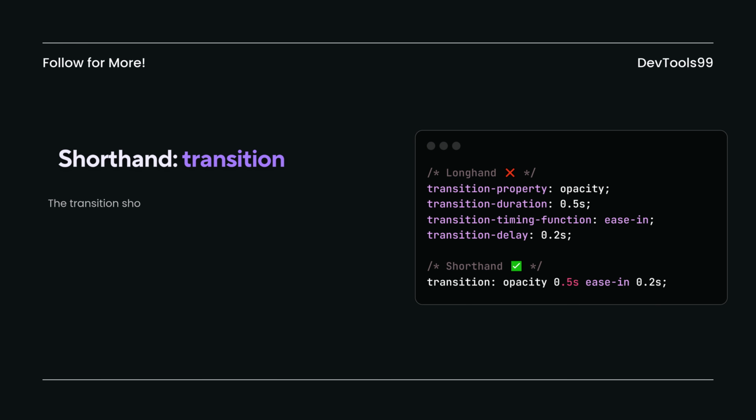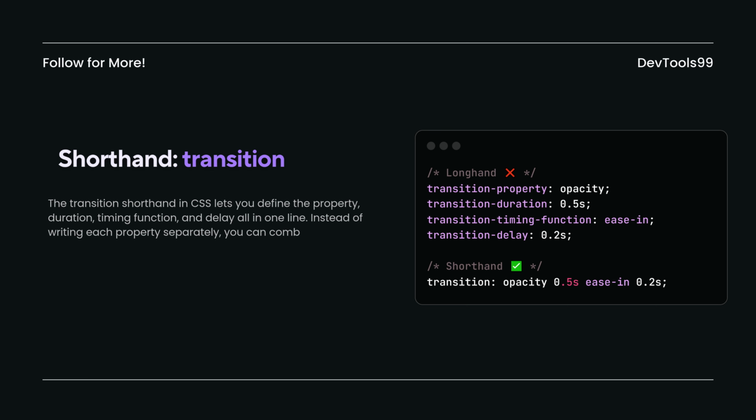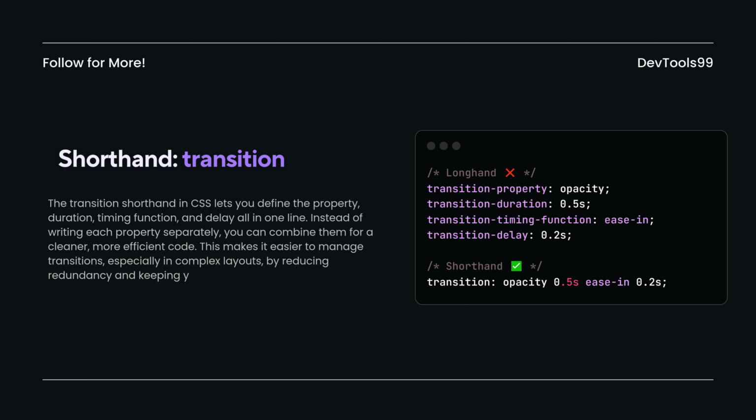5. Transition. The transition shorthand in CSS lets you define the property, duration, timing function, and delay all in one line. Instead of writing each property separately, you can combine them for a cleaner, more efficient code. This makes it easier to manage transitions, especially in complex layouts, by reducing redundancy and keeping your CSS concise.